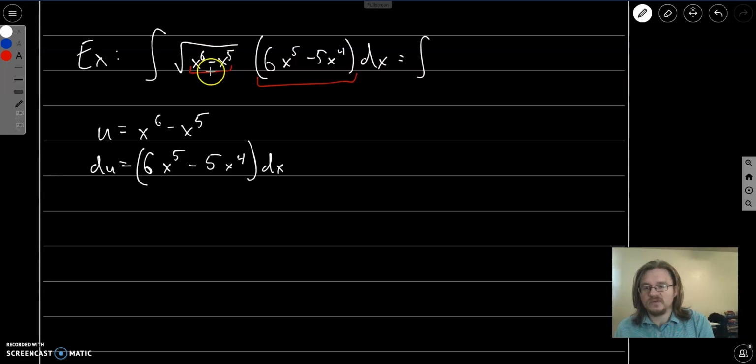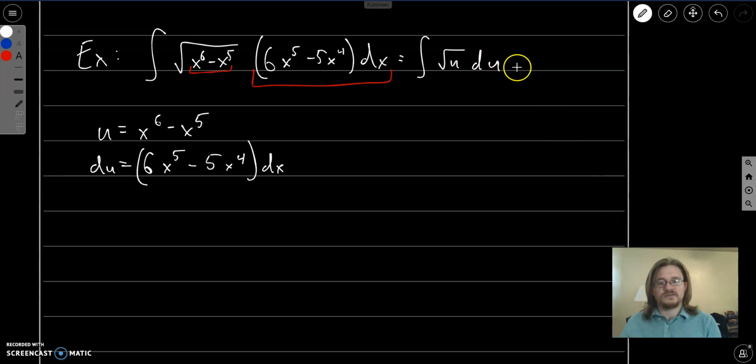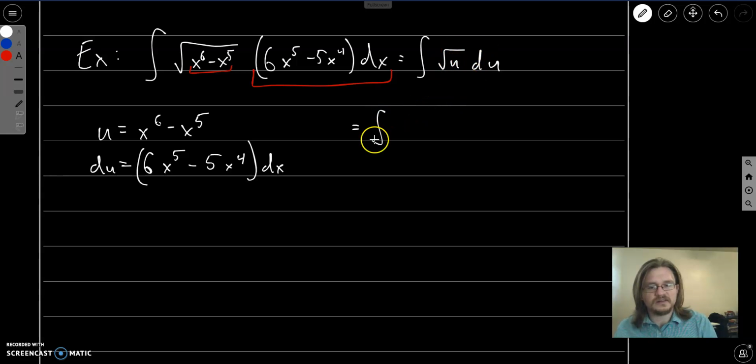We've got the square root of x to the 6th minus x to the 5th, so this is going to be the square root of u, times, and then when we look at this, we have our entire du at the back. We've got 6x to the 5th minus 5x to the 4th dx, and all that is just du. Cool.